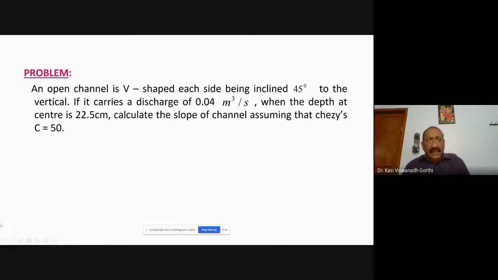I'll read out the problem again. It is a V-shaped channel, that means it's a triangular channel. Each side being inclined 45 degrees to the vertical. That means theta on both the sides is 45, so 2 theta will be 90 degrees. So it becomes the most economical section. If it carries a discharge of 0.04 meter cube per second, when the depth at the center is 22.5 centimeters, you need to find the longitudinal slope of the channel. And you have to make use of the Chezy's coefficient C being equal to 50.